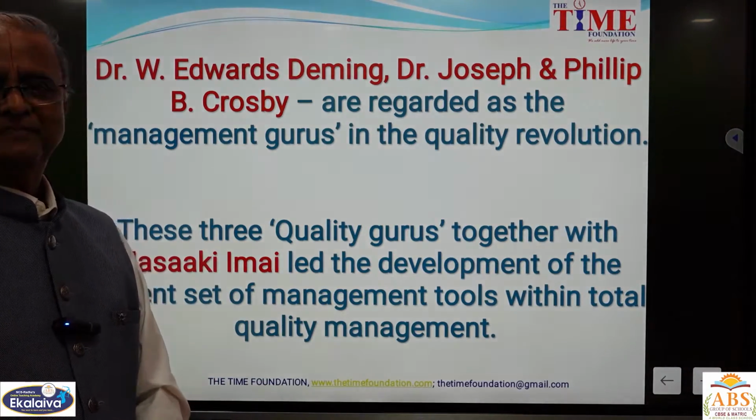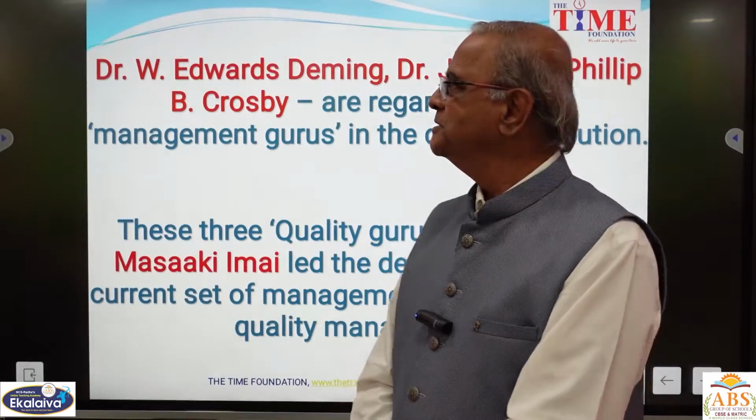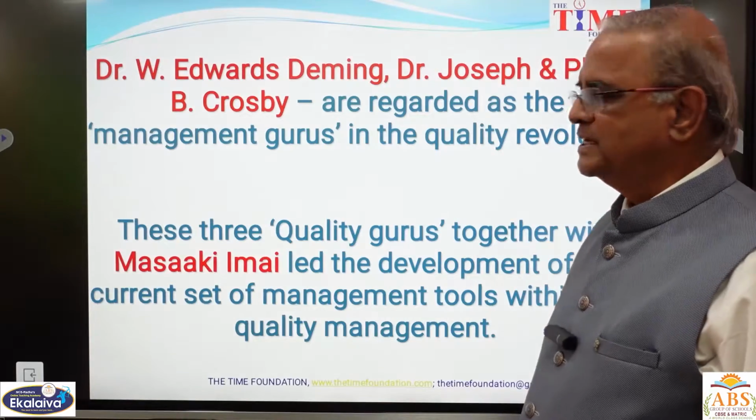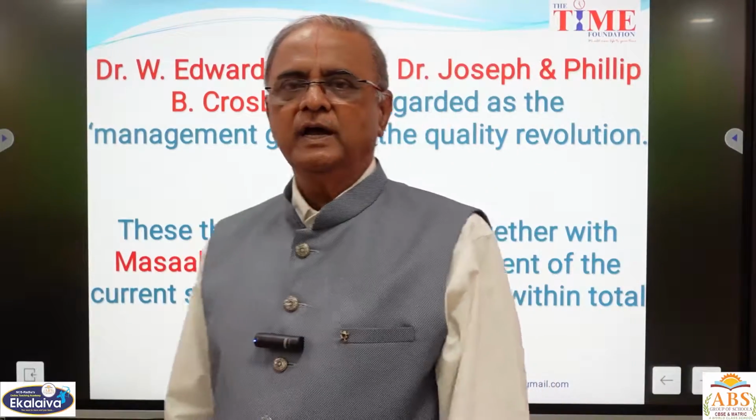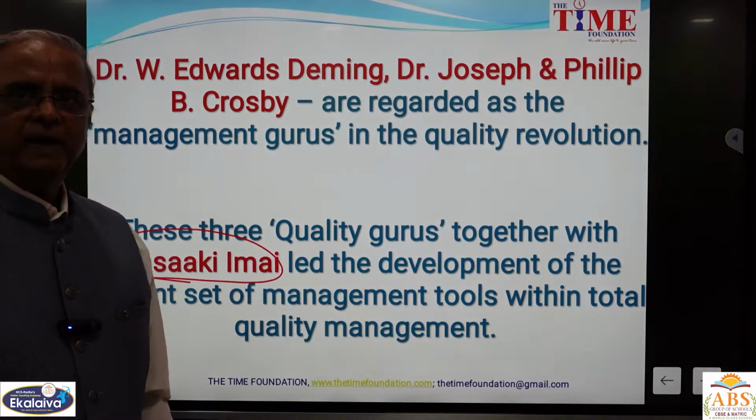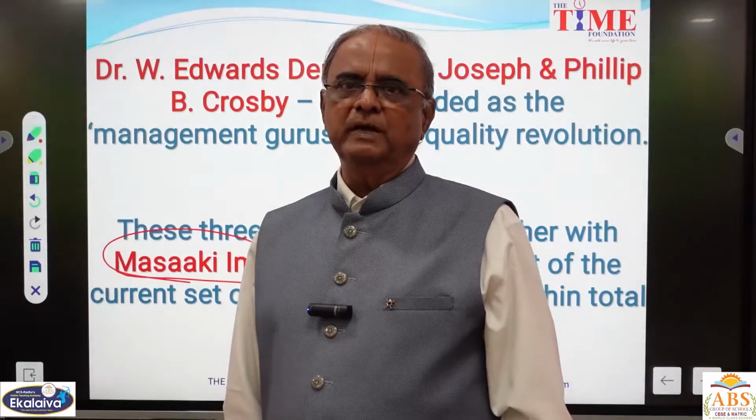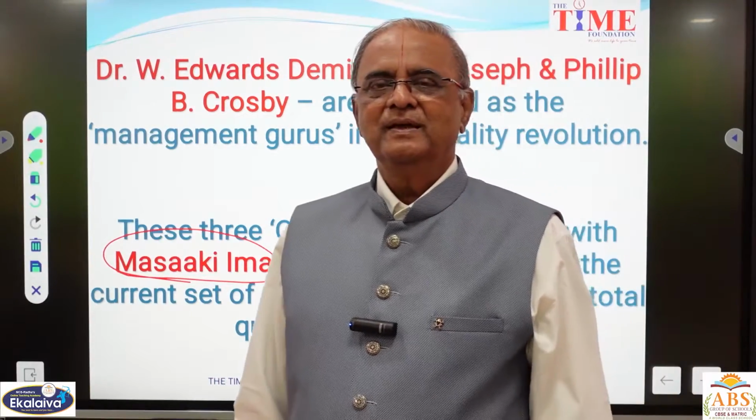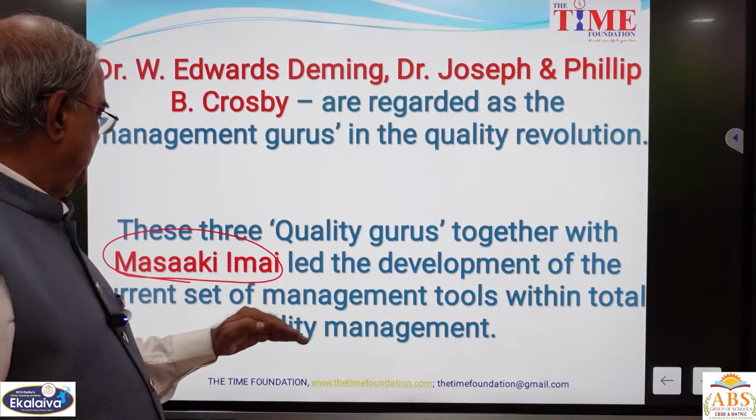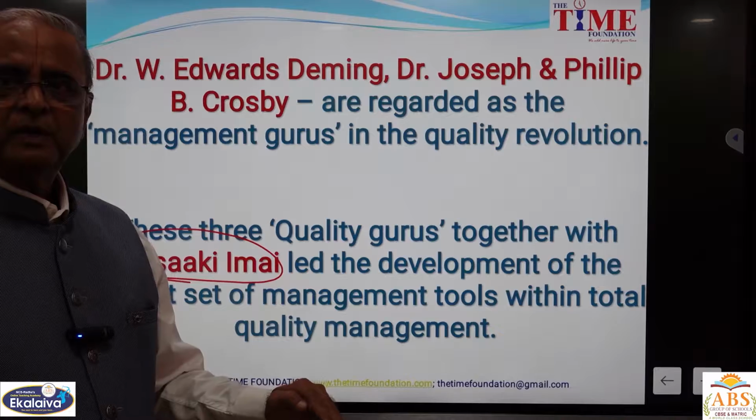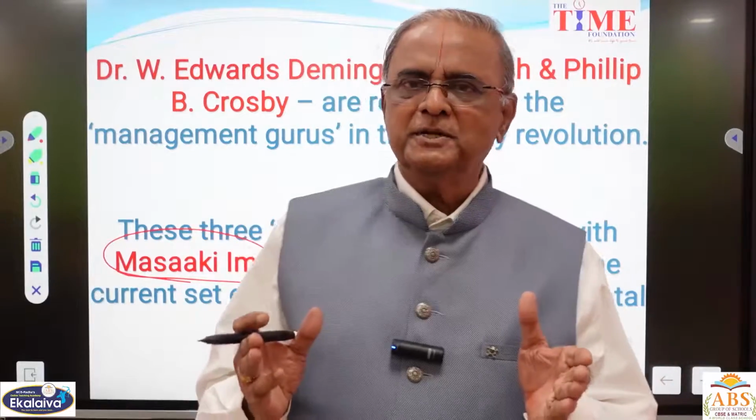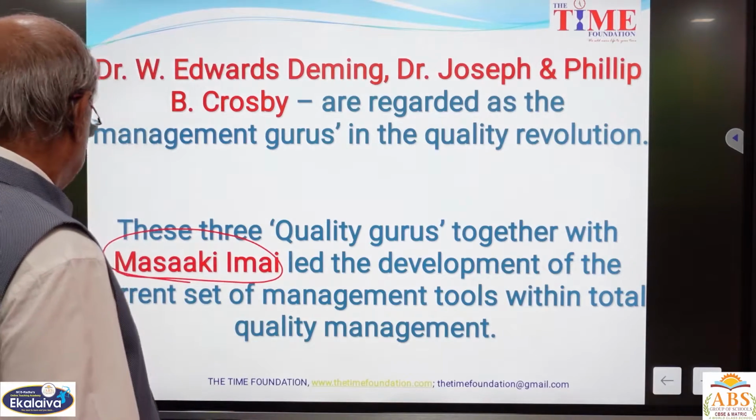And there are 3 gurus. Later on, time permits, we will discuss the 3 gurus. Dr. Edward Deming, I mentioned to you, Dr. Juran and Philip Crosby. Later on, we will discuss the core philosophy of these 3 people. In addition to that, there is an interesting person, Masaki Imai from Japan. I attended a week's program by Masaki Imai. He talks about continuous improvement, Kaizen, a continuous improvement process. Right. So, for the development of the current set of management tools to offer total quality management, these people offer a couple of tools and processes to ensure total quality in an organization.